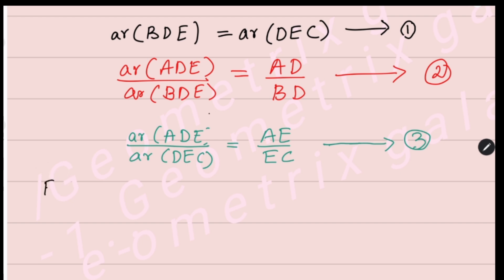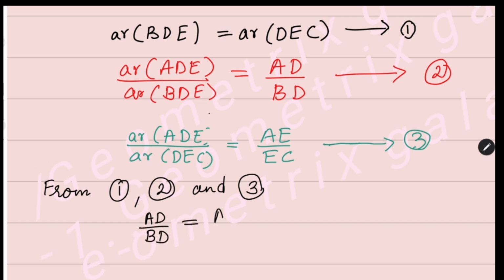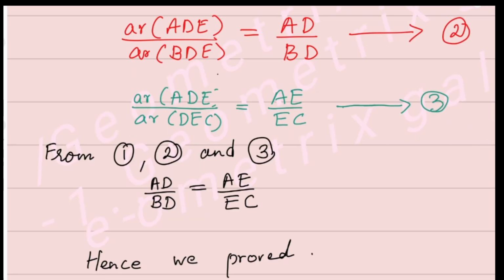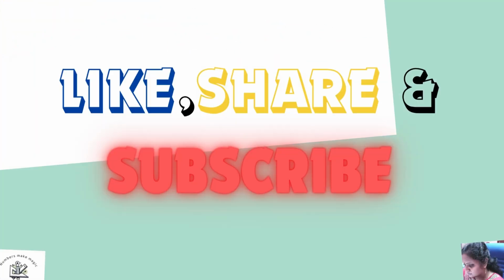Now from equations 1, 2 and 3, we can say that AD by BD is equal to AE by EC. This is because the areas of triangle DEC and triangle BDE are equal, as shown in equation 1. Therefore, we can say AD by BD is equal to AE by EC. Hence, we have proved that the other two sides of the triangle are divided in the same ratio.